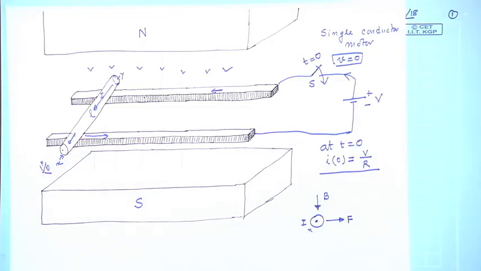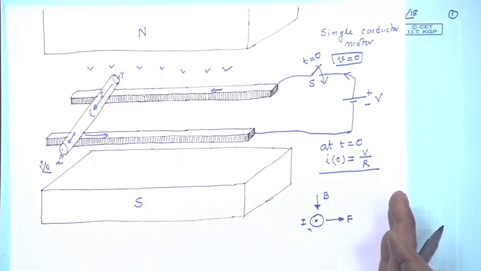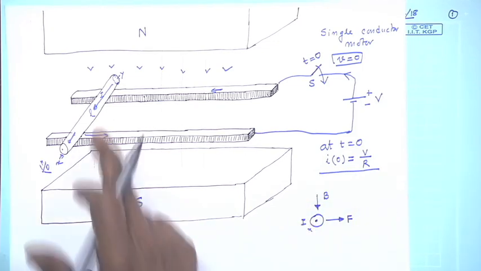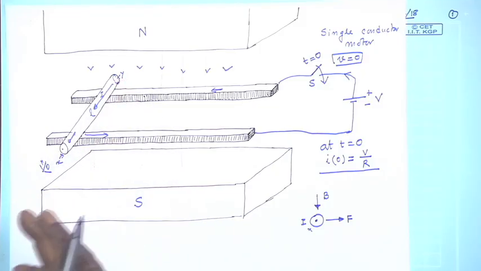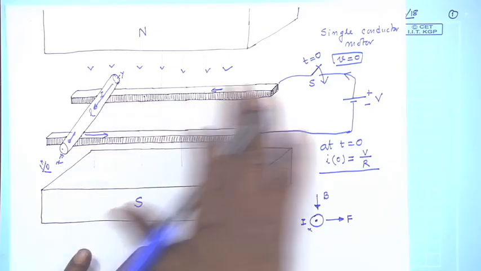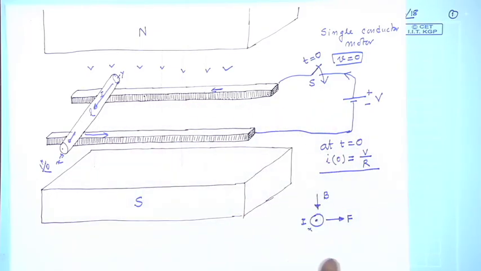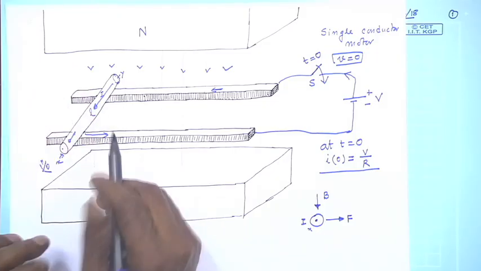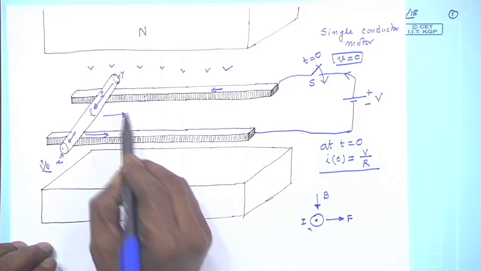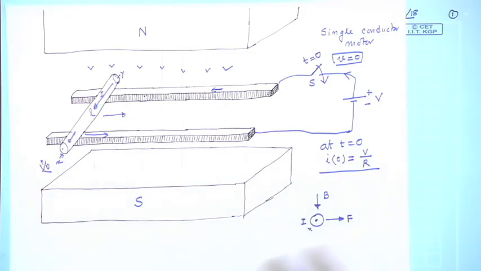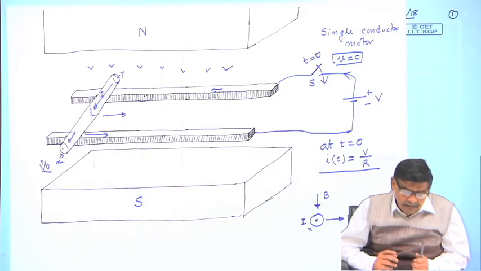From t greater than or equal to 0, it experiences a force. Now, the moment it experiences a force, it has got a mass, therefore, it is supposed to accelerate, and let us assume there is no friction, no opposing force present in the system. So, in the absence of this opposing force, this conductor will start moving. The question is whether the velocity will remain the same. Let us argue physically.